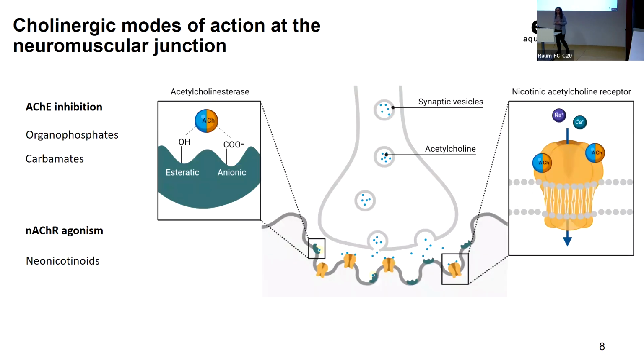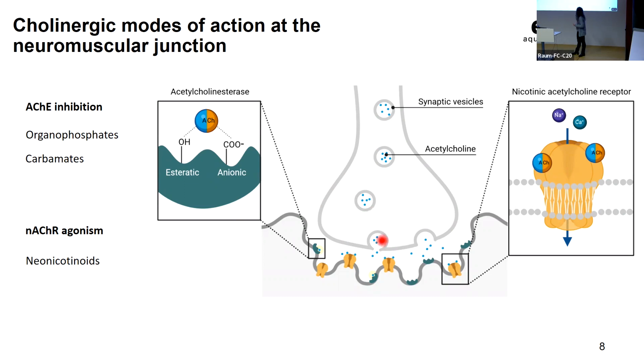And to visualize these different modes of action, I'm showing you the neuromuscular synapse. This is the synapse that connects the nervous system to the muscle. If an action potential arrives in this motor neuron, the vesicles that are filled with the neurotransmitter fuse with the synaptic membrane, and the acetylcholine is released into the synaptic cleft.